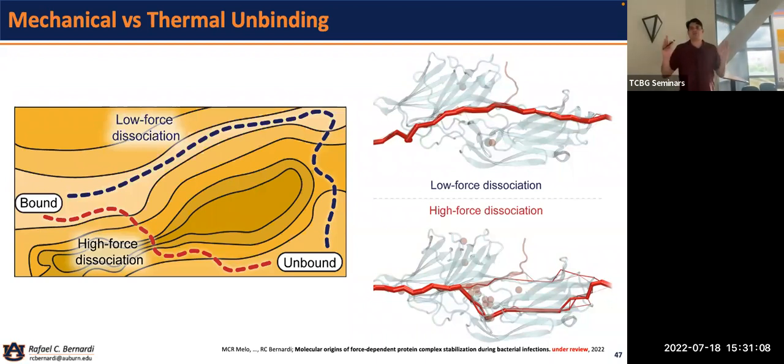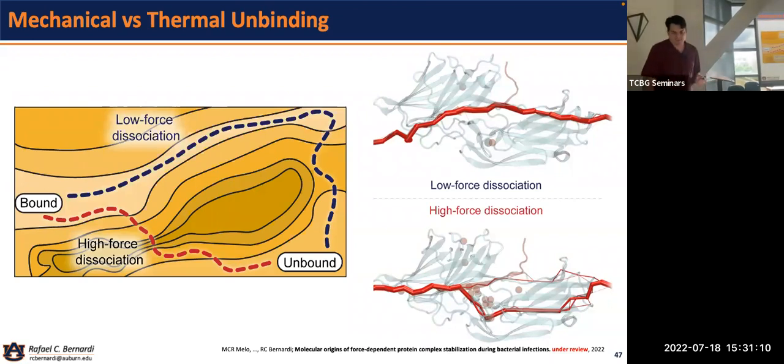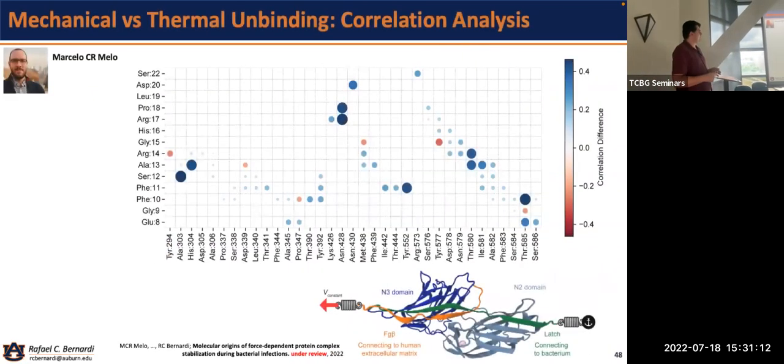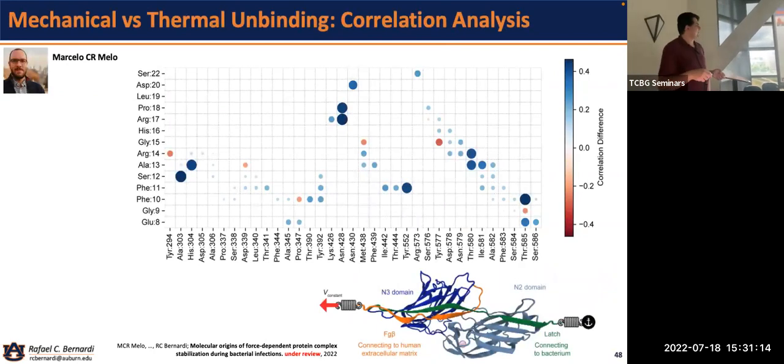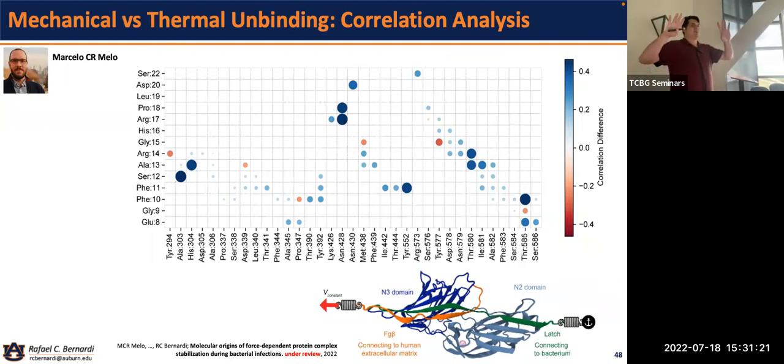So can we actually measure that? Can we actually get a metric for that? Then Marcelo came up with a cool idea, you also know him, right? Marcelo came up with a cool idea: can we compare the correlation difference between the simulation where we're pulling and the simulation that we are not pulling, just holding, and then calculate what is the correlation difference between the 2.